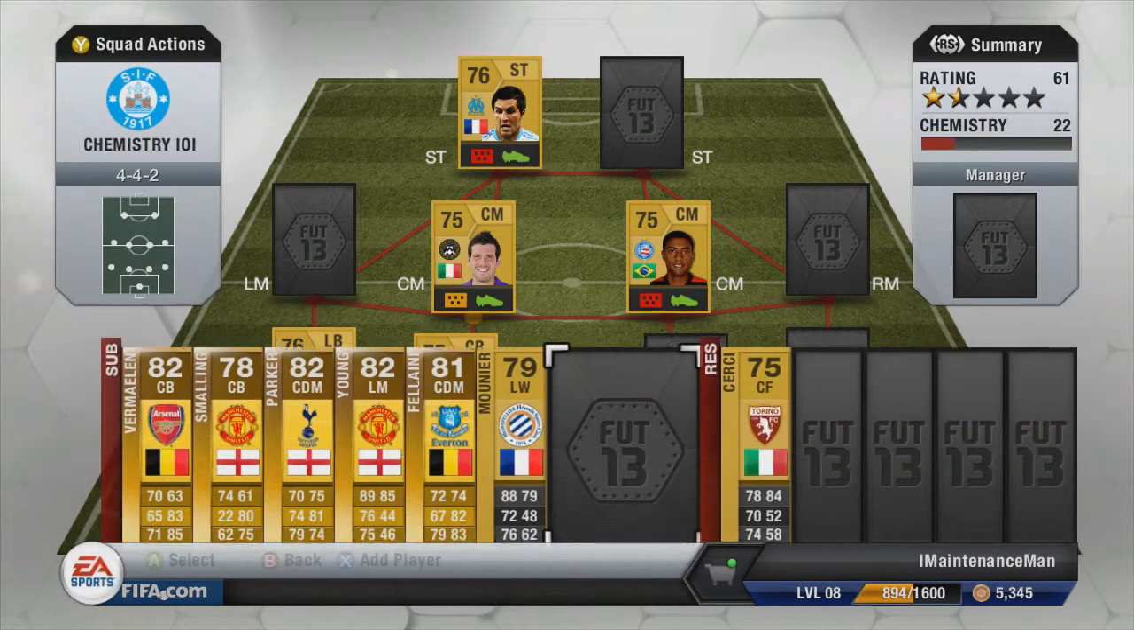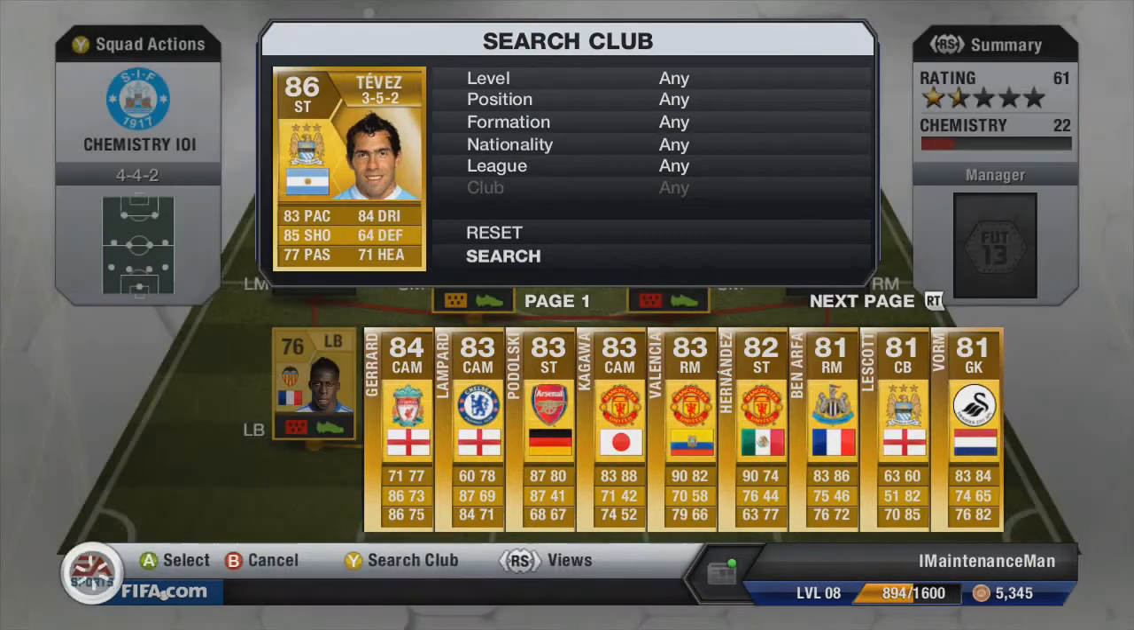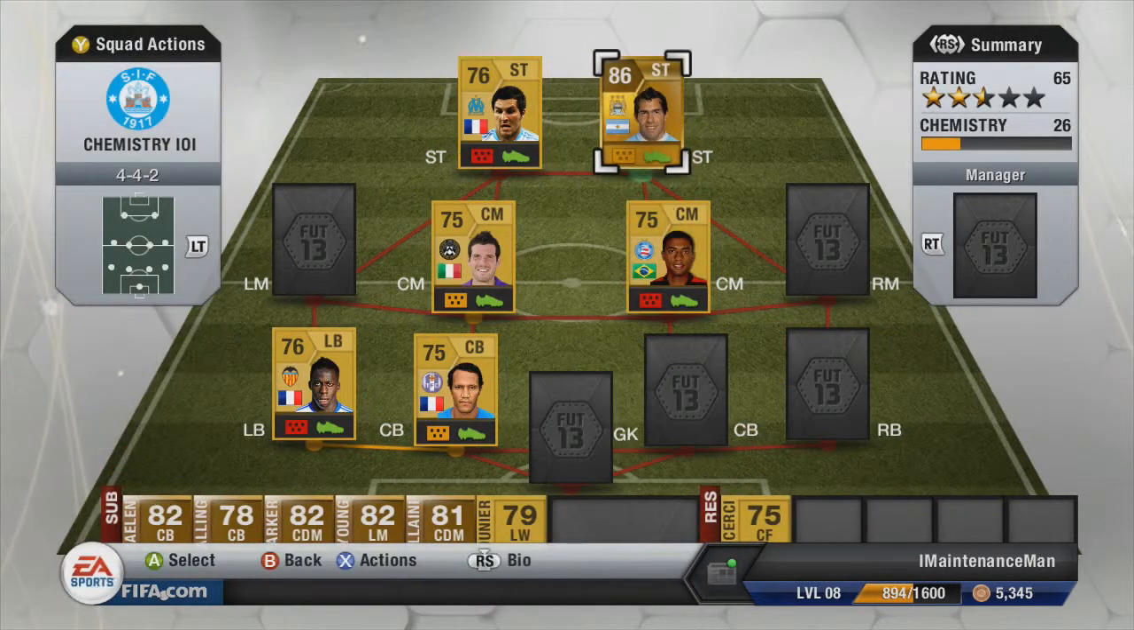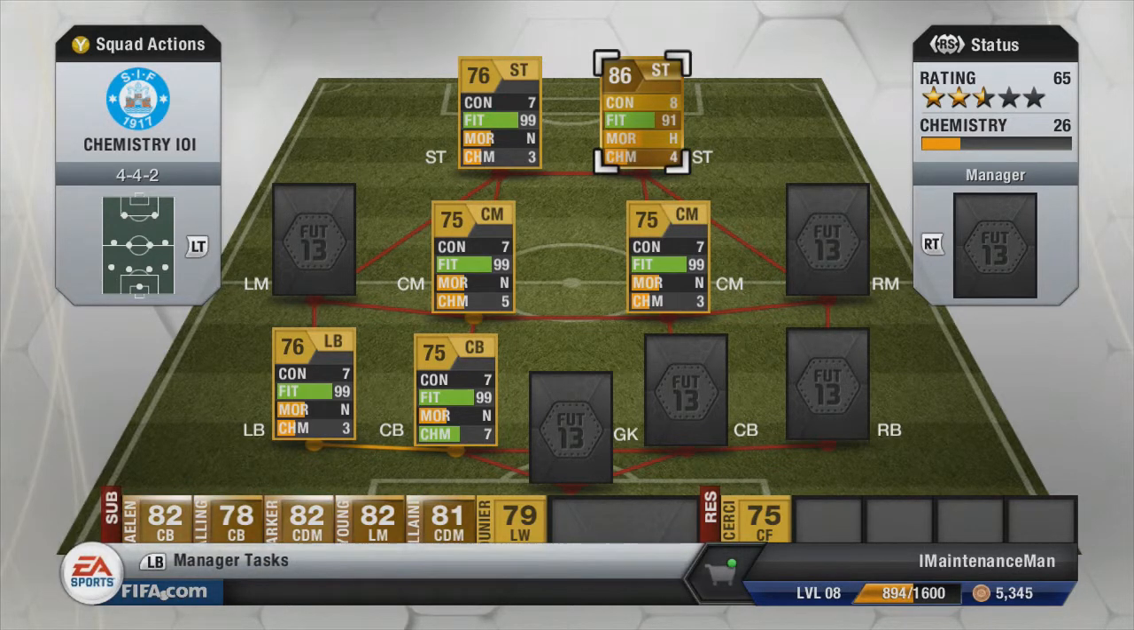But any other, I'll show you with the likes of Carlos Tevez here. If I put him in as a striker, you'll see that his tag for the formation is orange instead of red, even though his formation isn't the 4-4-2 as it is on the team sheet.